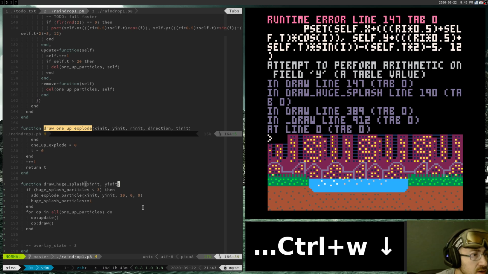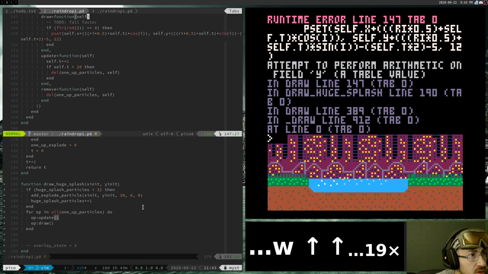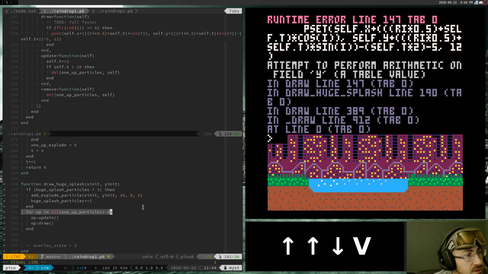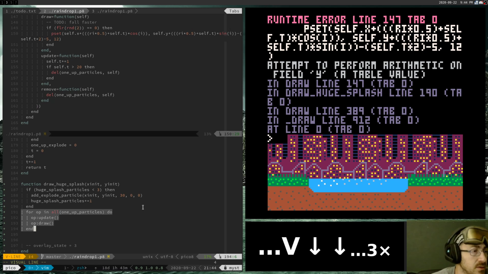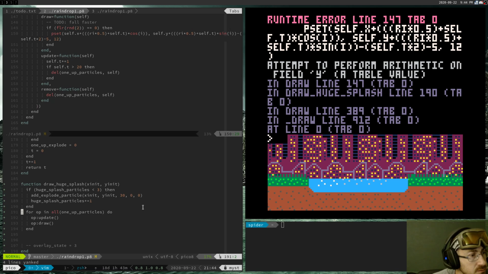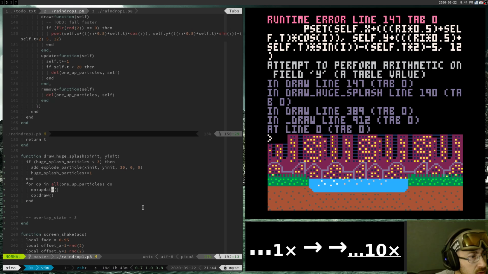Draw huge splash is getting called in draw, and we're not allowed to call update before draw because it deletes it, and then we're trying to call draw on the thing that had just been deleted. So that's probably what's happening. So we have to call this separately. So this can happen over here, but this thing can't happen over here.